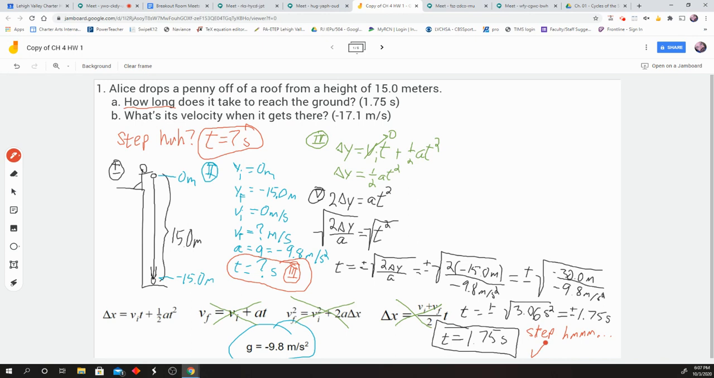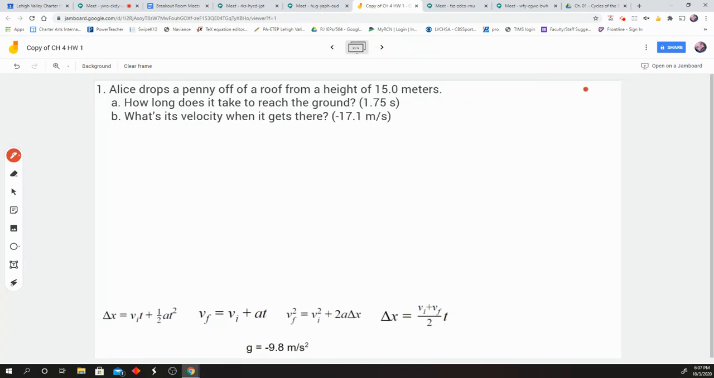So I guess I'll keep going and do part B here. Part B is what's its velocity when it gets there. Clearly I'm out of space on this board. Fortunately, I have another board. So what's its velocity when it gets there? So for part B, what are we looking for? We're looking for a velocity, the velocity when it gets there. So that's the velocity at the end of the problem. So that's v final. So v final is equal to question mark meters per second.